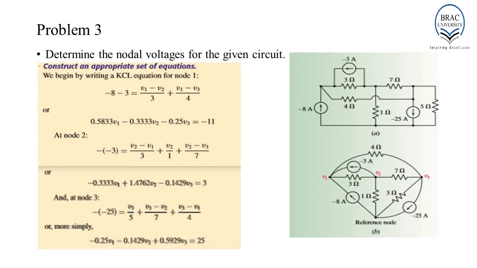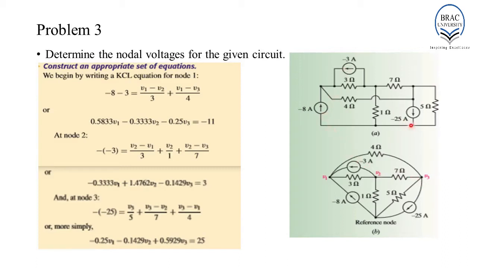Example 3. Determine the nodal voltages for the given circuit. This one is the original circuit and it has been redrawn over here like this for simplification. In this particular network, there are 4 nodes. This is the reference node or zero potential. This is node 1, this is node 2 and this is node 3. Node 1 has been assigned a voltage V1, node 2 the voltage V2 and node 3 the voltage V3.